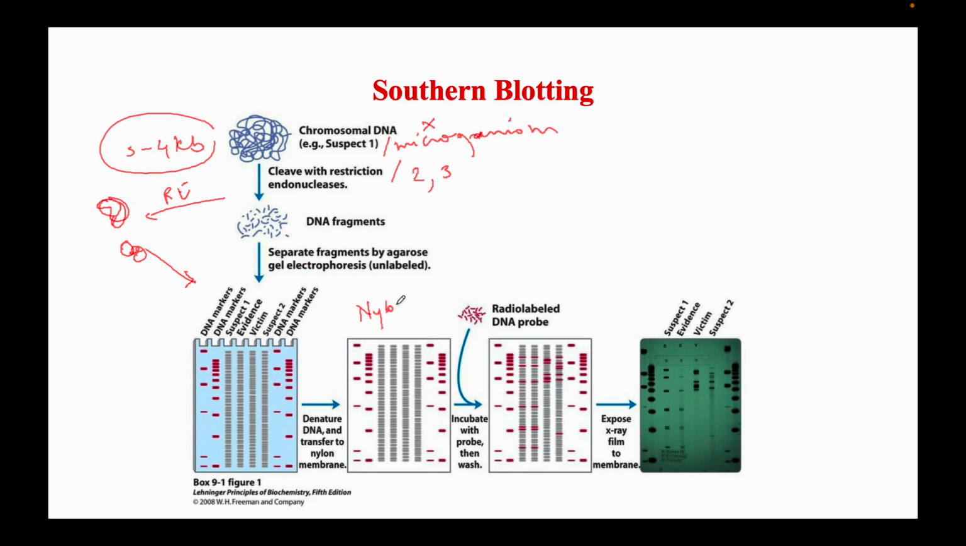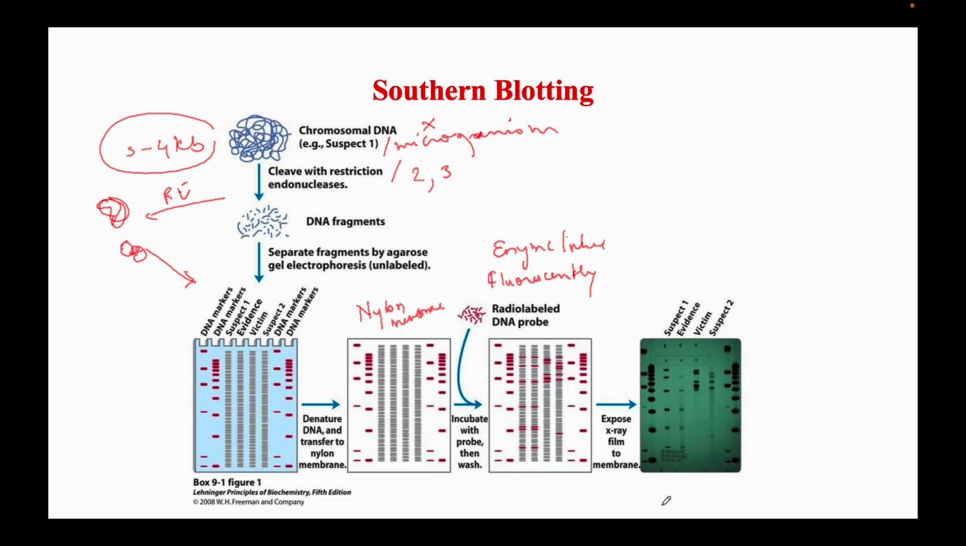Then these are denatured and transferred onto a nylon membrane. Then we can either radiolabel using a DNA probe, or use a fluorescent label, or it could be enzyme linked. Very simple. Finally, we can expose it to X-rays to emit autoradiography, and this is the autoradiographic signature. This is how it looks.